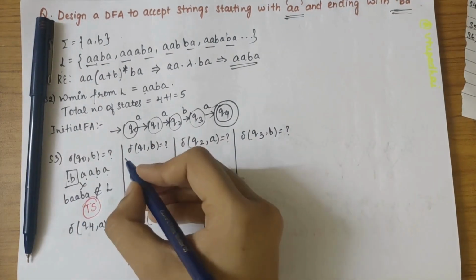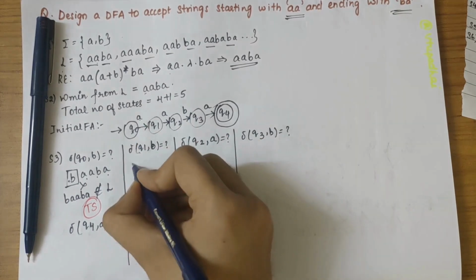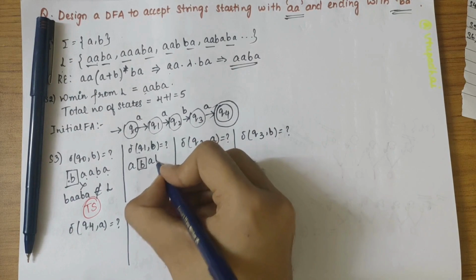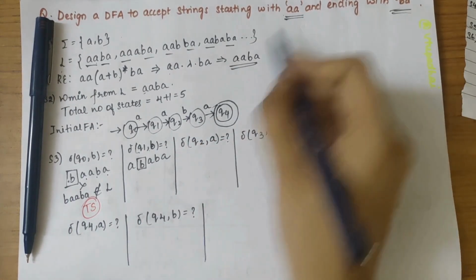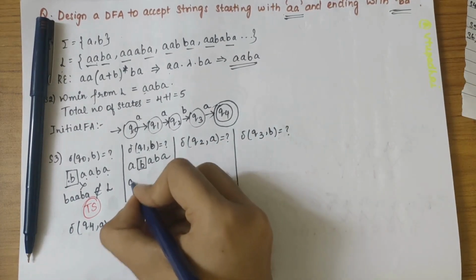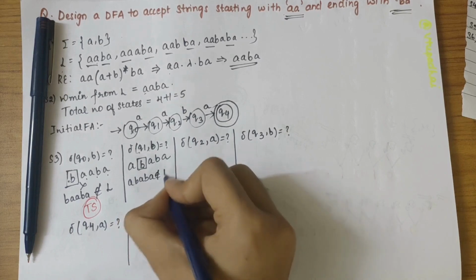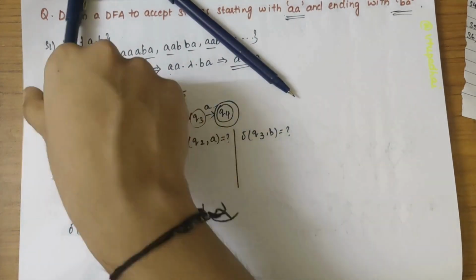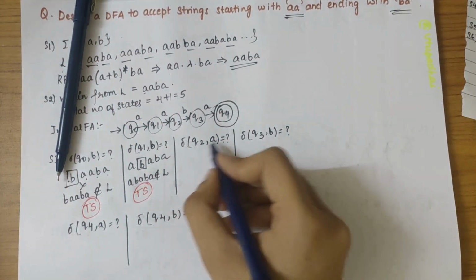Moving on to the next part, Q1 on B. A is here, and Q1 on B we need to know. Here we have A, B, A. It has to start with AA, but here it is starting with AB. So ABA does not belong to the language set, so it will go to the trap state. Fine. Moving on, Q2 on A.